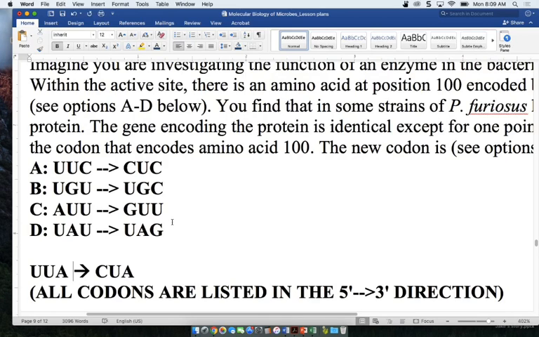Which have the least amount of effect? The silent. The silent. Why, Derek? Because typically when the silent mutation occurs, it keeps the same amino acid, so it doesn't change the function. Yeah, and that's because there's redundancy built into this code again.